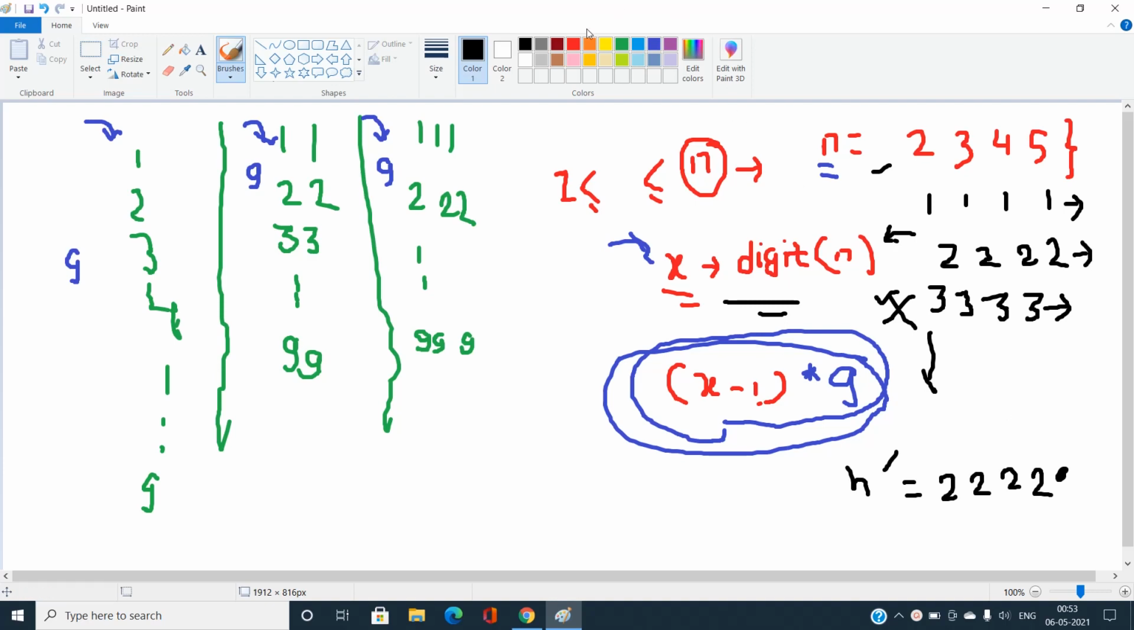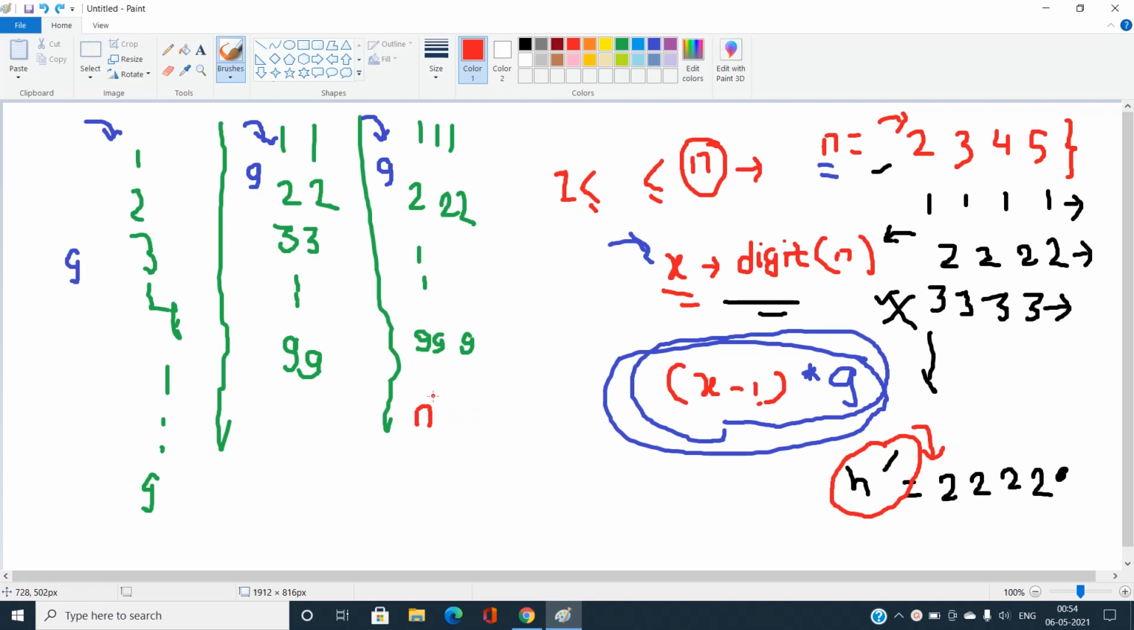So if we try to find another number n dash whose digits are all exactly equal to the very first digit, that is this one, and let us compare this n dash and this n. So I'm just writing down two conditions.